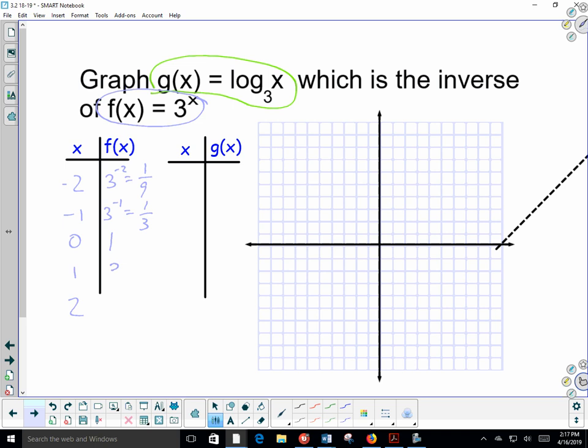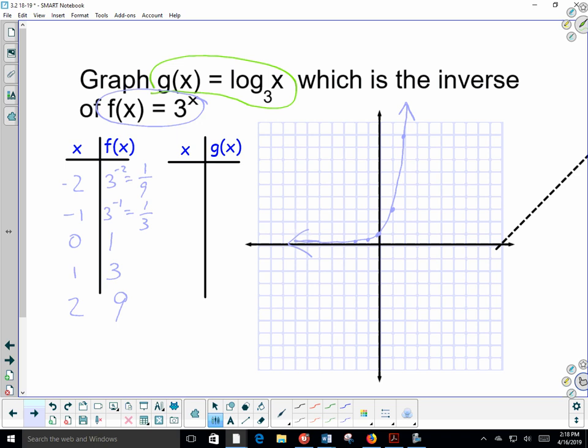3 to the first is 3, and 3 to the second is 9. So we graphed this last time. I've got negative 2 going to 1/9, negative 1 going to 1/3, 0 going to 1, 1 going to 3, 2 going to 9, and I get this exponential growth curve like this. Are we agreeing? Yeah. Let's try a couple values here.